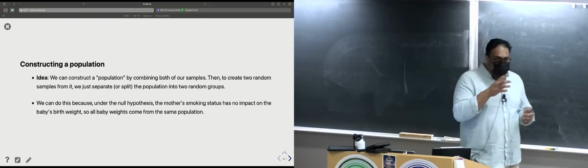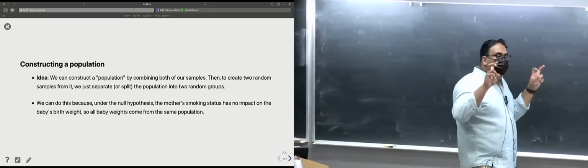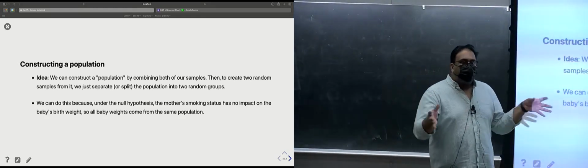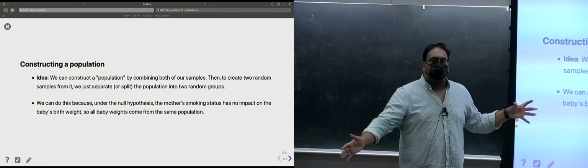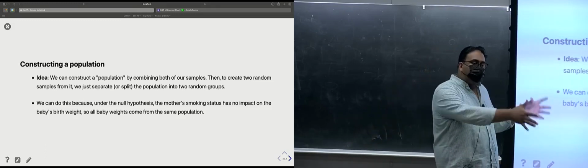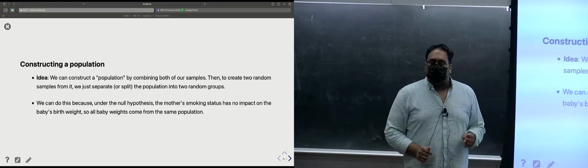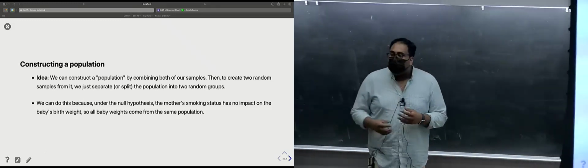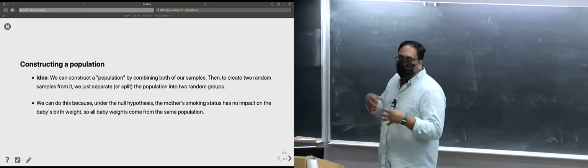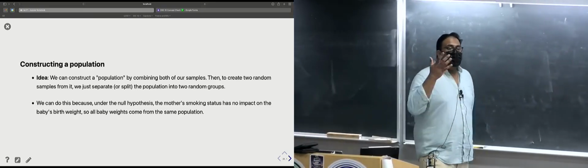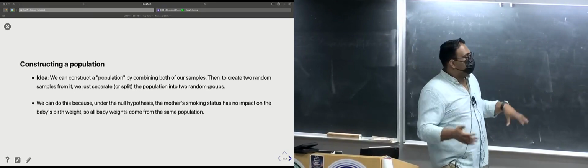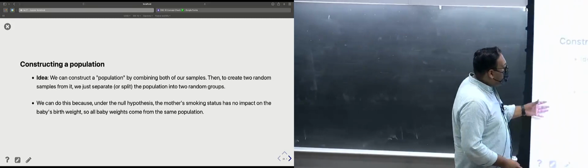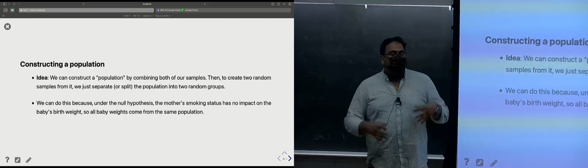And then, to create two new samples from that pseudo-population, we can just shuffle up that pseudo-population and split it up into two groups. And that will give us a new sample for non-smoking weights and a new sample for smoking weights. And the reason we can do any of this is because under the null hypothesis, essentially it's saying whether or not the mother smoked while pregnant has no effect or no bearing on the baby's birth weight. So it's essentially the null hypothesis is saying the maternal smoker column is irrelevant.